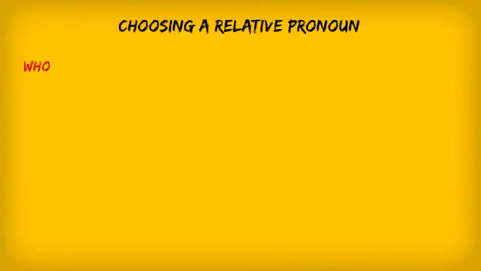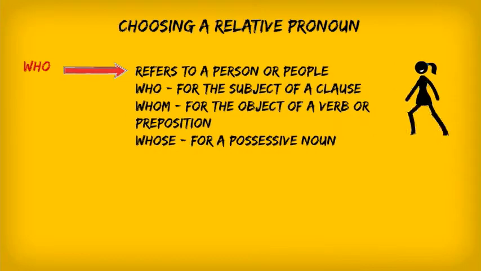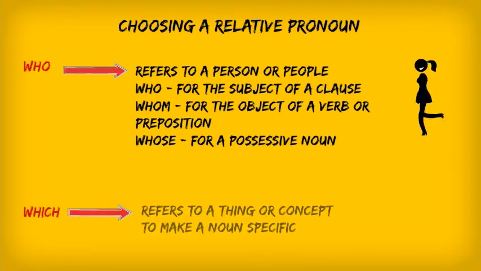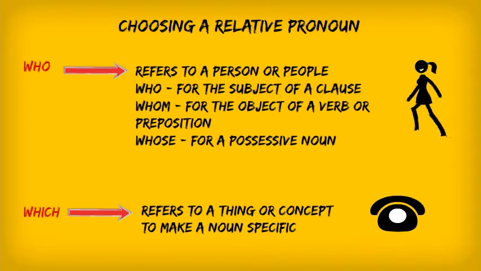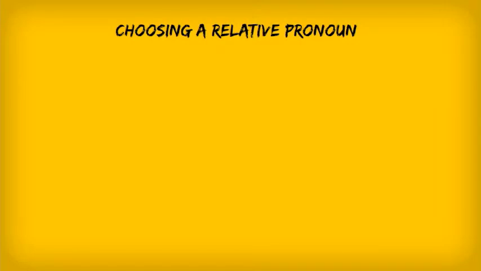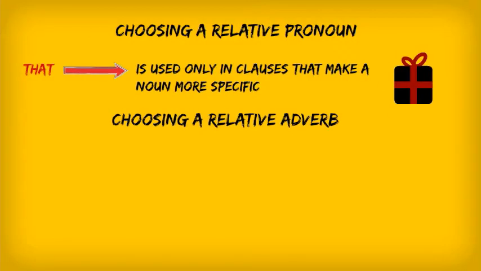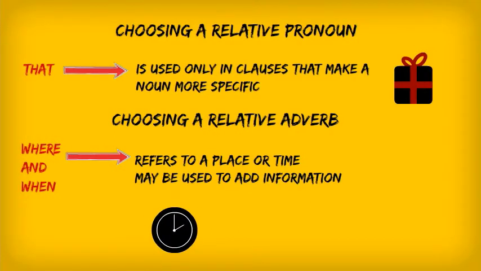Who refers to a person or people, who for the subject of a clause, whom for the object of a verb or preposition, whose for a possessive noun. Which refers to a thing or concept to make a noun specific. That is used only in cases that make a noun more specific. Where and when refer to a place or time, mainly used to add information.